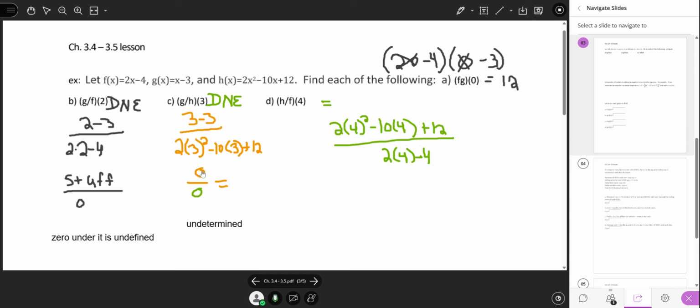And when you get in Cal 1, you're going to be able to use what's called L'Hopital's rule, and you'll be able to find an answer here when you get 0 over 0. So you'll be able to do that at some point. Anyways, that's probably more information than you wanted to know. Just saying.